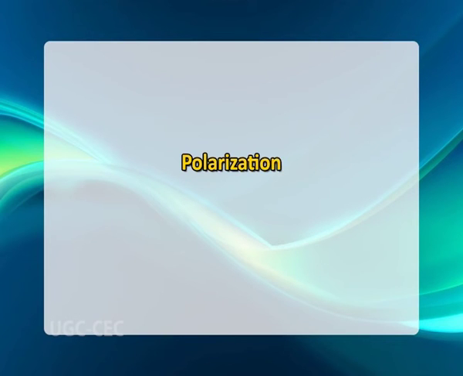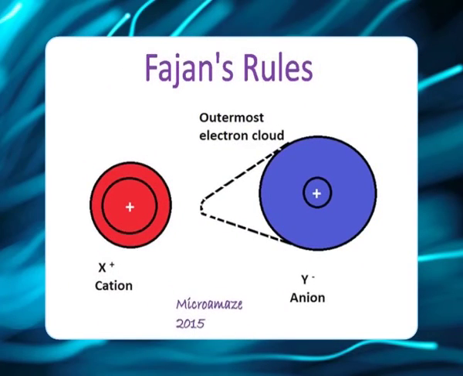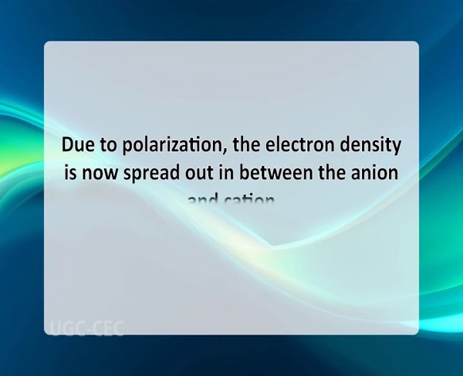Now let us discuss what polarization is. The negative charge on an isolated anion is evenly distributed around the nucleus, but in the presence of a cation, the electron density is distorted towards it. Thus, the negative charge is unevenly distributed over the anion. One end of the anion gets relatively more negative charge than the other end. This condition is referred to as polarization. Due to polarization, the electron density is now spread out in between the anion and cation. This condition is more or less similar to covalent bonding.